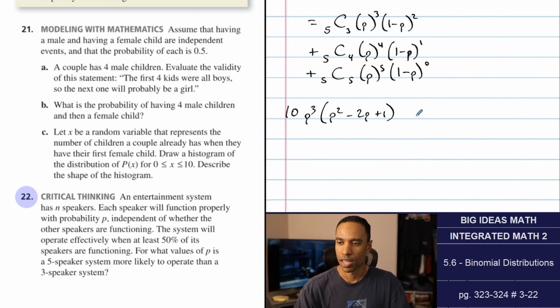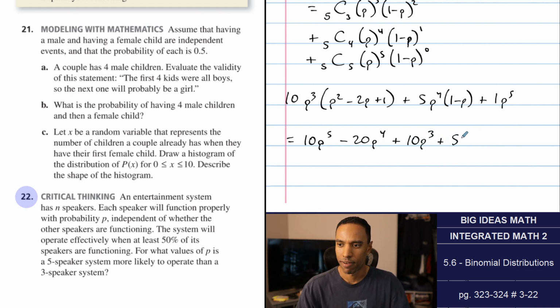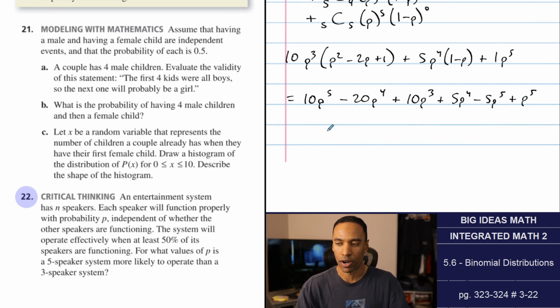Plus, I know 5 choose 4 is 5. 5 times p to the 4th times 1 minus p. Plus 5 choose 5 is 1, 1 times p to the 5th. So if I distribute this, that's 10p to the 5th minus 20p to the 4th plus 10p cubed, plus 5p to the 4th minus 5p to the 5th, plus p to the 5th. This actually might work out in an algebraic way. I need this to still be greater than 0.5, by the way.